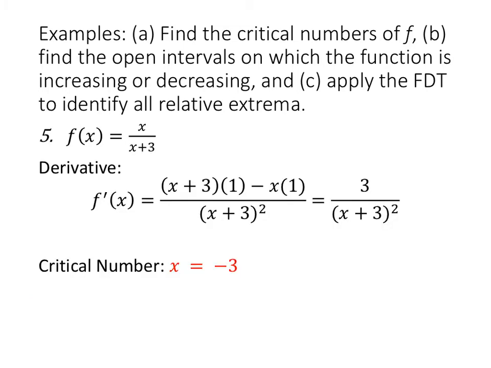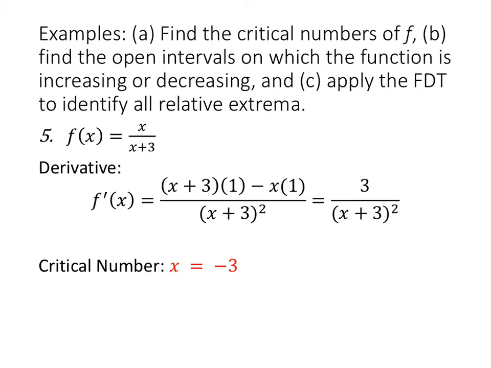Example 5. Getting to a rational function, f of x equals x over x plus 3. I'm going to use the quotient rule to find my derivative. So that's low d high minus high d low all over low squared. And we'll simplify it. And if you need to step through that and make sure I did it right, I encourage you to hit the pause button. That's one of the reasons why I record these videos.